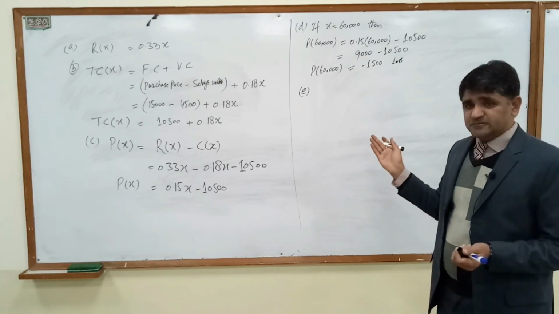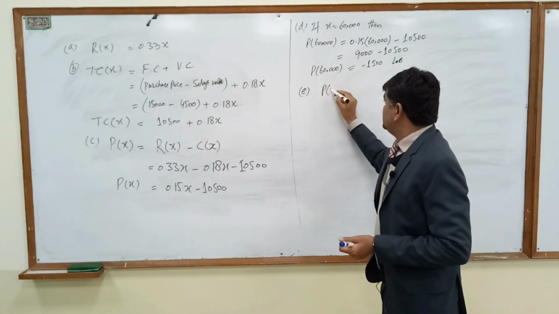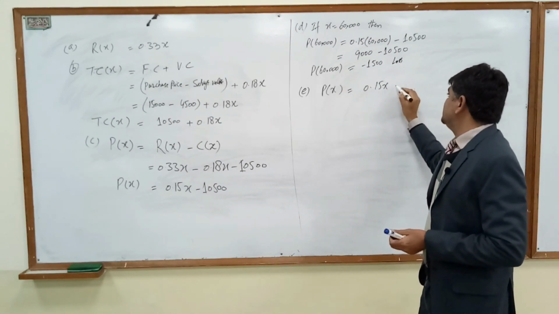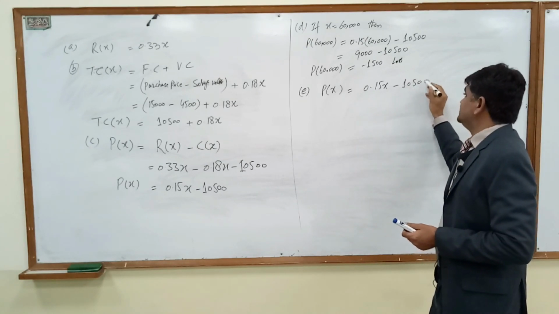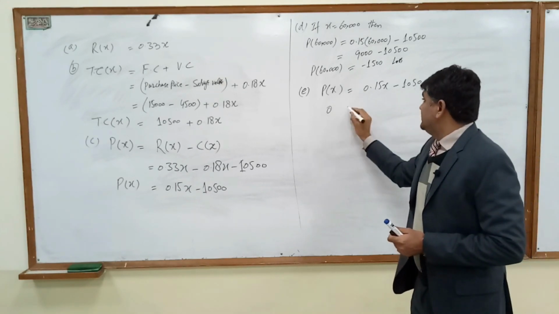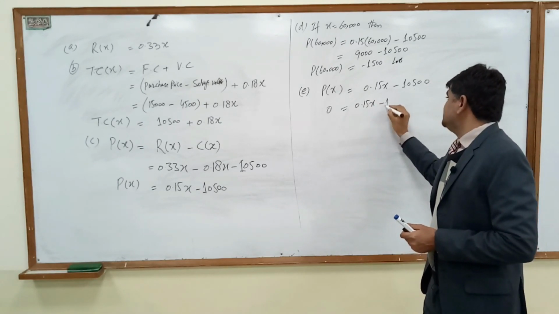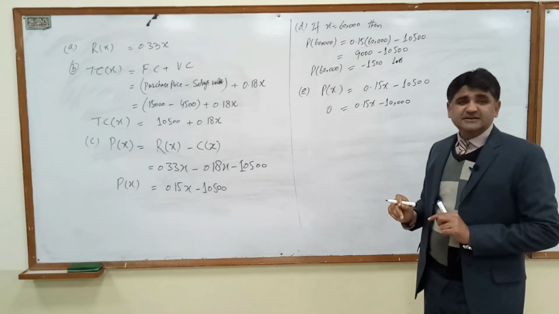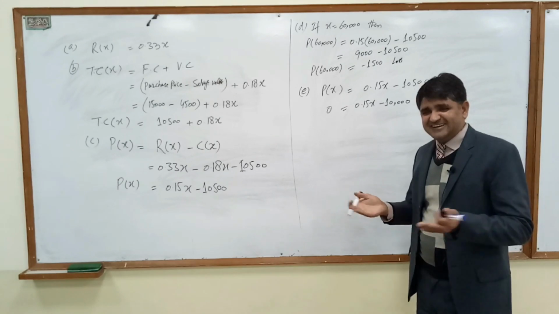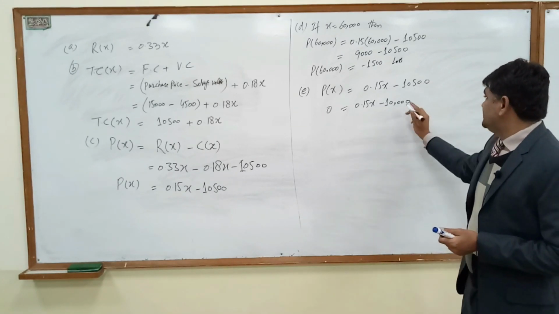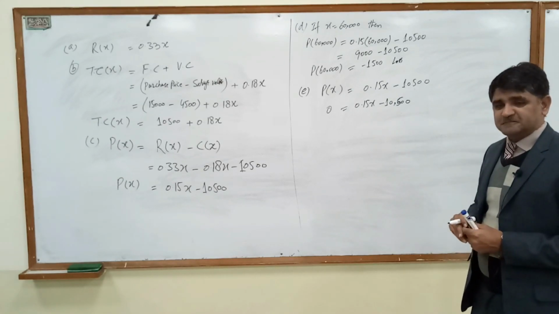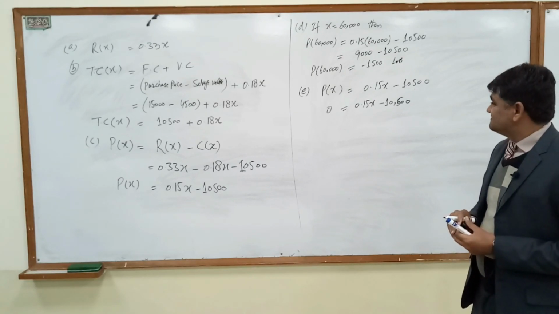What actually do we have to find? Profit is 0. The function is 0.15x minus 10,500. We need 0 here. So 0 is equal to 0.15x minus 10,500. Is it a first degree equation? Yes. How to simplify? So how can we solve? Shift the variable to one side and the constant to the other side.